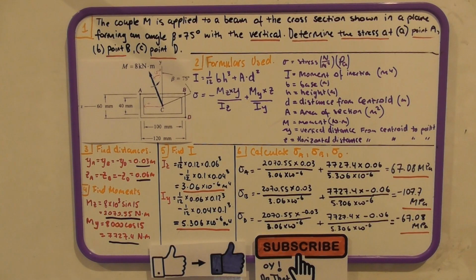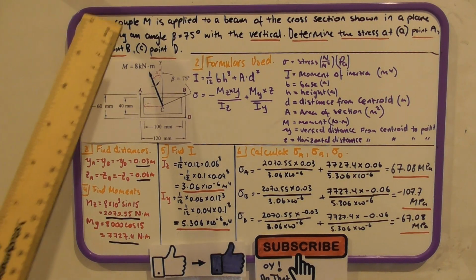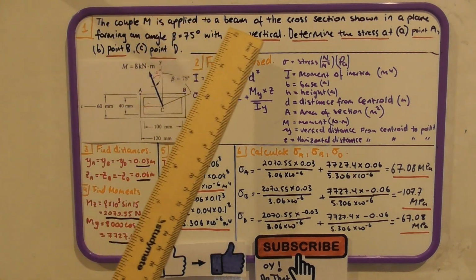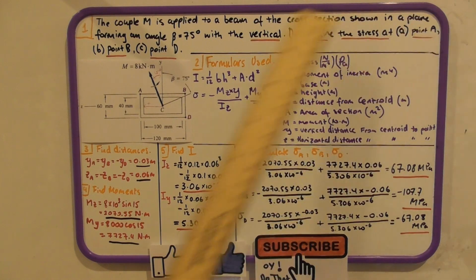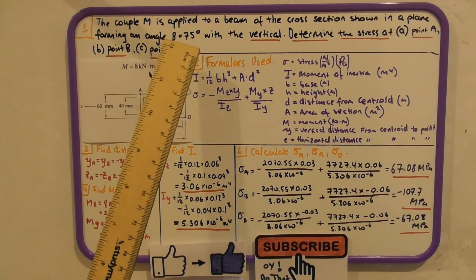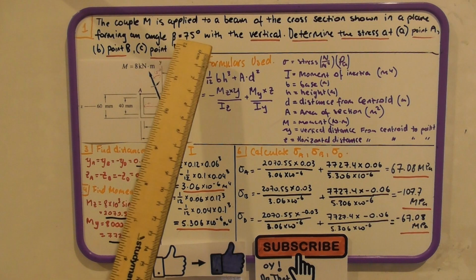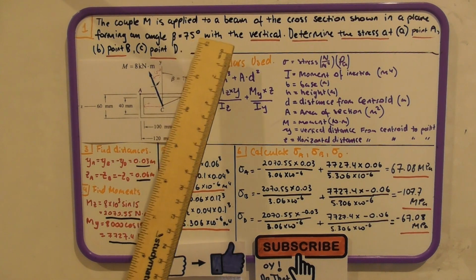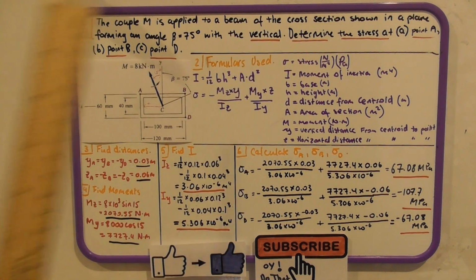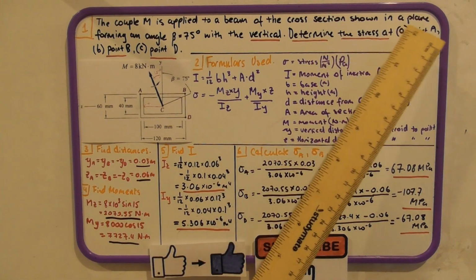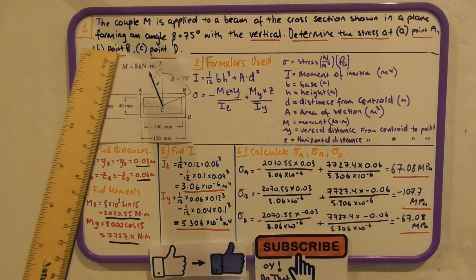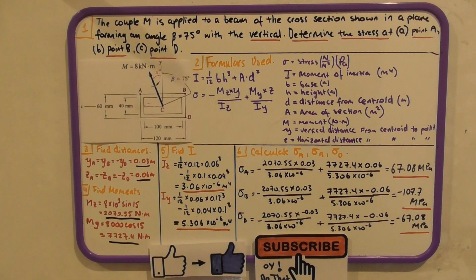G'day, ladies and gentlemen. We have another problem here. The couple moment is applied to a beam of a cross section shown in a plane, forming an angle beta equals 75 degrees with the vertical. Determine the stress at points A, B, C, and D.